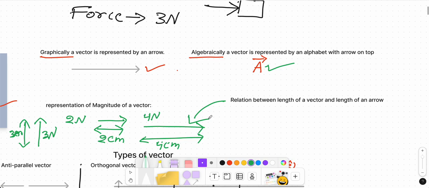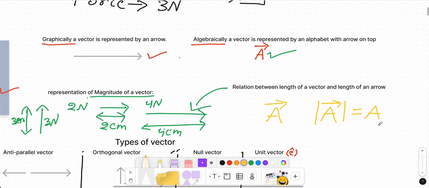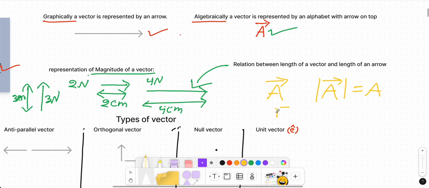Now how to represent the magnitude of a vector? If A is a vector, then its magnitude is represented by this kind of sign, A mod, or simply A. For example, there is a force and its magnitude is 4 Newton, then I will write F and its magnitude is 4 Newton. Am I clear? Good.